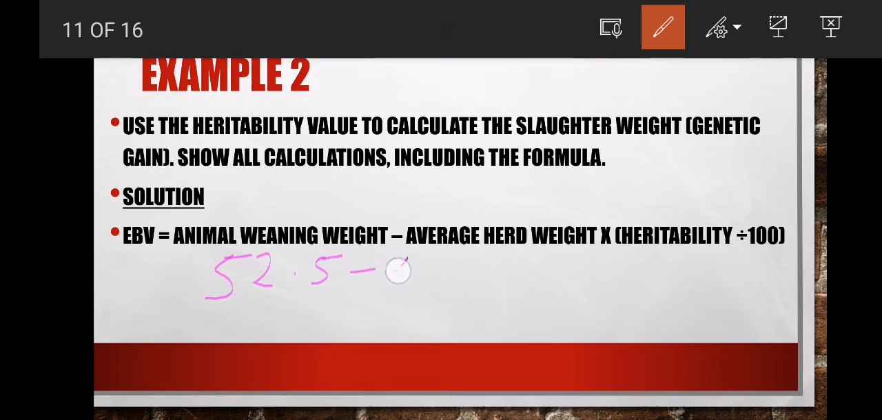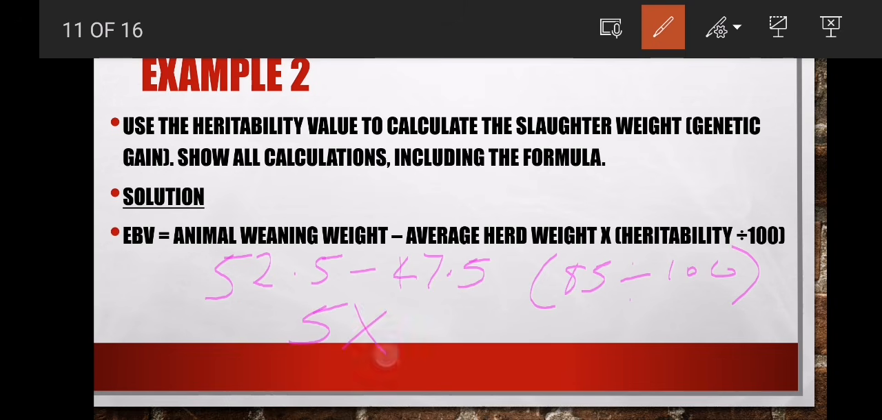52.5 minus 47.5. You open the brackets, 85% divide by 100. I want you to start by punching into your calculator only what is outside the brackets, for you to master it, because we sometimes punch a calculator in the wrong way. You say 52.5 minus 47.5. You will get 5 kg.